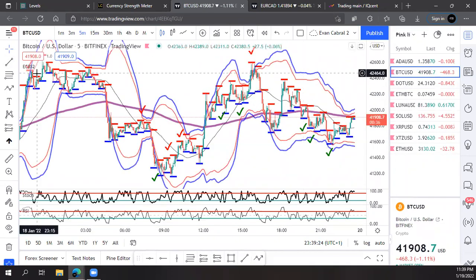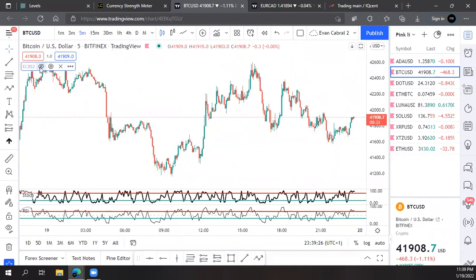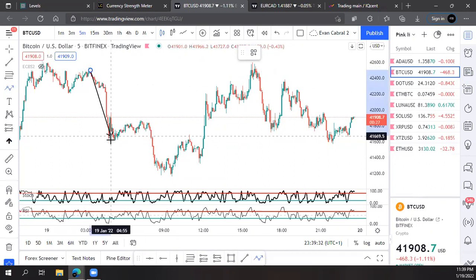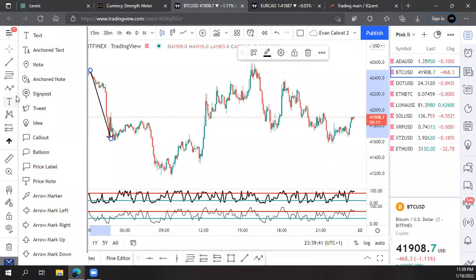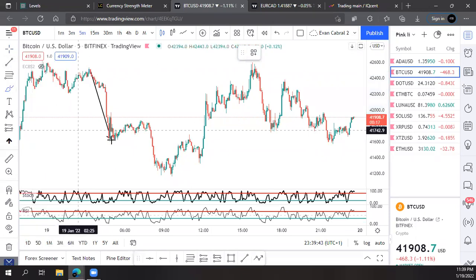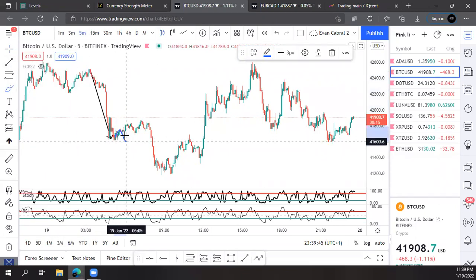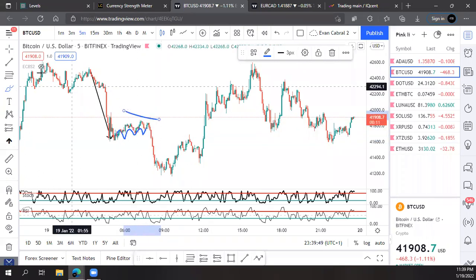All right, so let me hide this. Now notice something. When BTC made this move down, what happened next? After that downward move, consolidation, right? Sideways movement. What happened again?